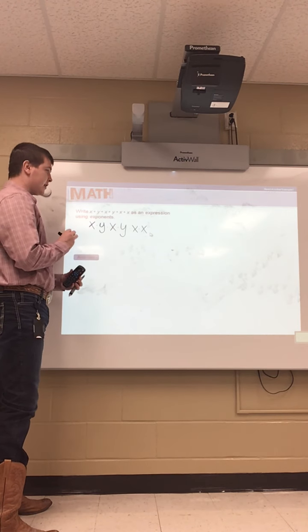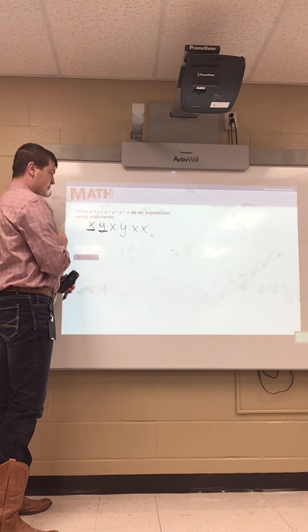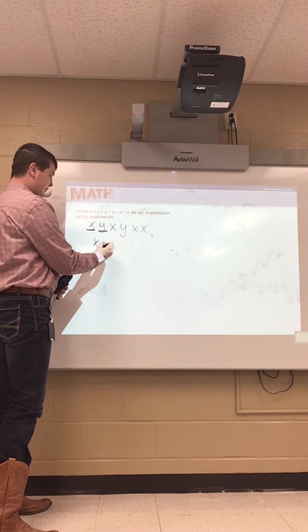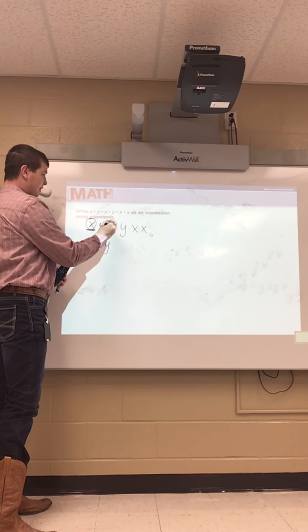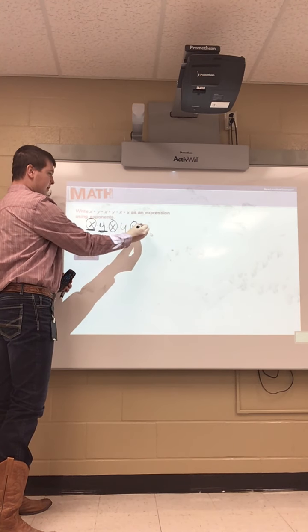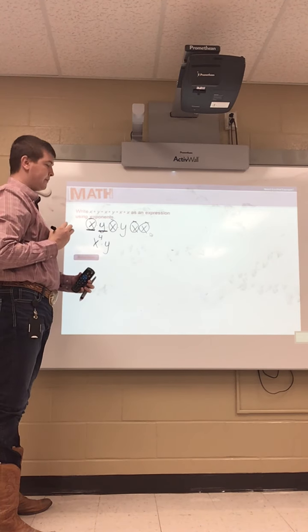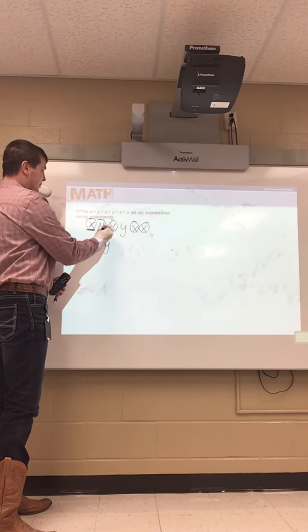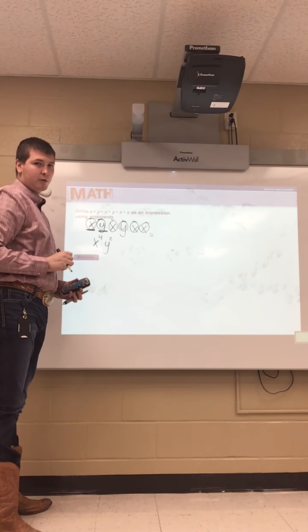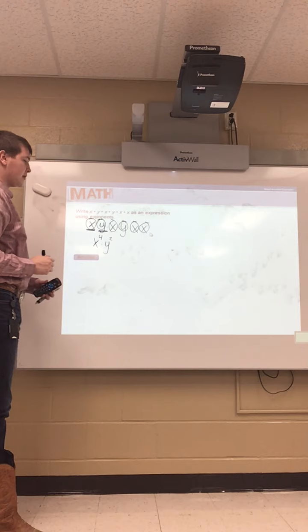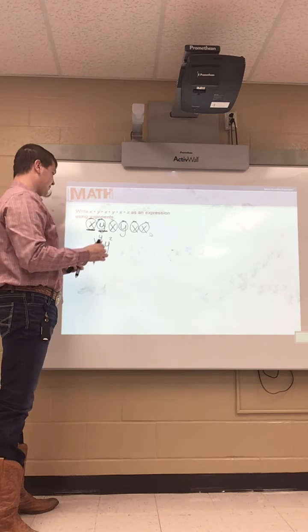Okay, so what you should have got, your two bases are x and y, okay? So x times y. And then x is being multiplied once, twice, 3 times, 4 times. So the exponent is 4. Y is being multiplied once, twice. So it has an exponent of 2. So you should have got x to the 4th power times either y squared or y to the 2nd power. Okay?